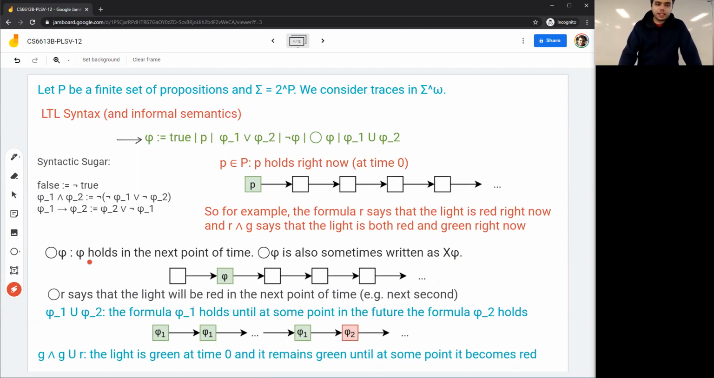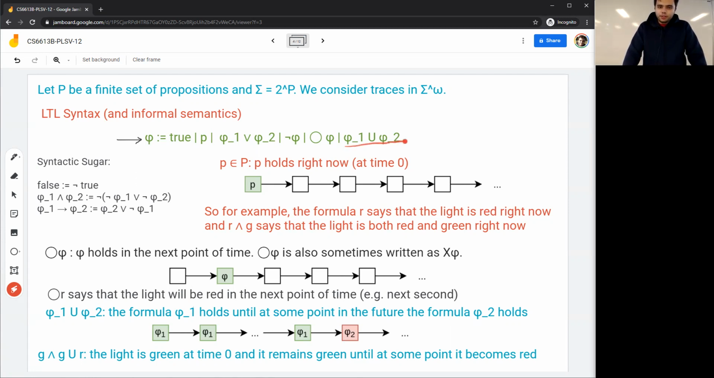And they're basically saying that this formula phi should hold starting from point 1. So we basically ignore point 0 of time. We ignore right now. We go 1 second into the future and say, okay, from now on, phi should hold. Okay. So if I have, for example, next R, this means that the light will be red in the next point of time, in the next second, for example.